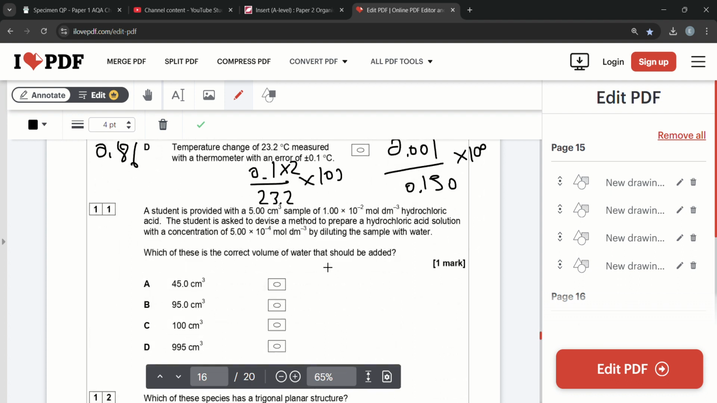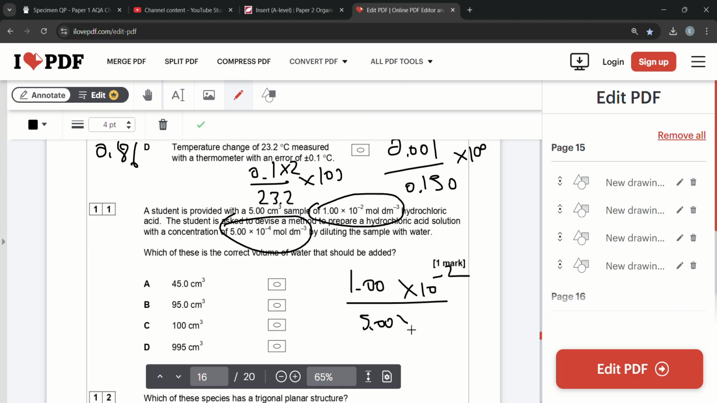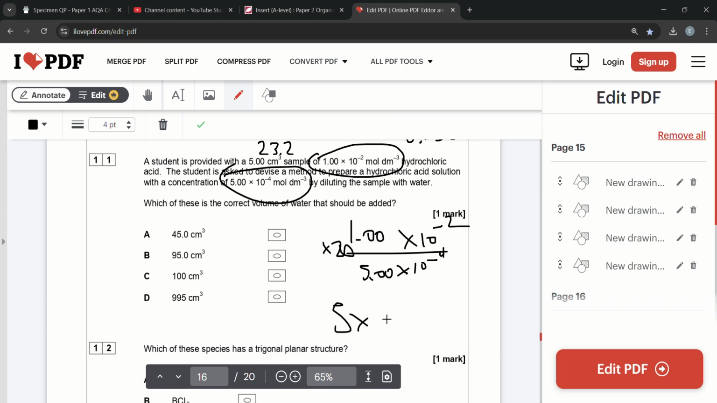Which of these is the correct volume of water that should be added? Well, we've gone from this to this. So we have to do 1.00 times 10 to the power minus 2 divided by 5.00 times 10 to the power minus 4. So we're multiplying by 50. That's the factor. If you do 5 times 20, sorry, that'll give me 100. We originally have 5 centimeters cubed, so we need to add 95 centimeters cubed, not 100.